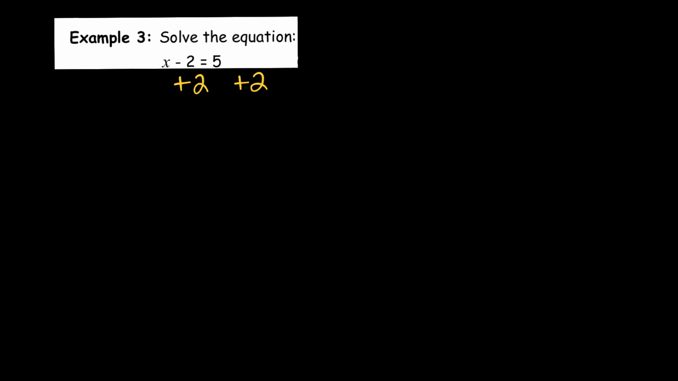So on the left-hand side, the negative 2, so our minus 2 and the plus 2, cancel each other out and they just go to 0. So we're left with x equals, and then 5 plus 2 is 7.